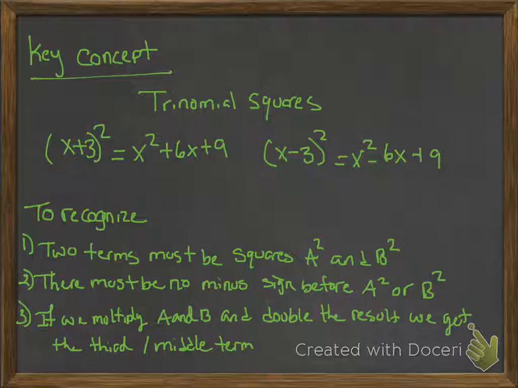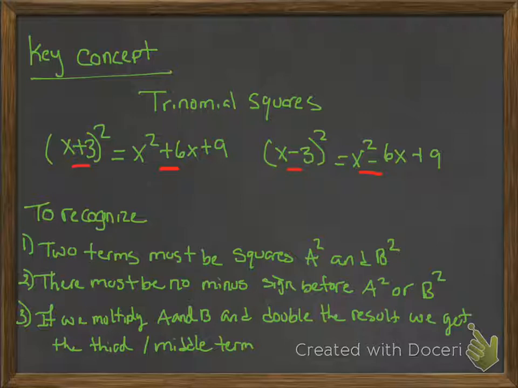Well, (x + 3) squared is going to equal x squared + 6x + 9. Or we could do (x - 3) squared, and that's equal to x squared - 6x + 9. Notice that the only difference here is this one is a plus, and it matches the sign in our square. This one's a minus, and it matches the sign in our square.